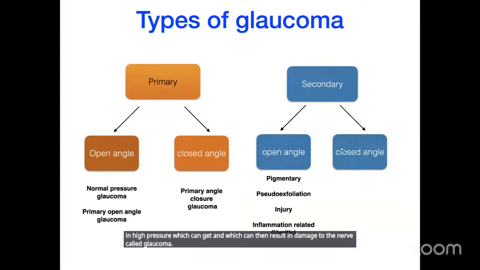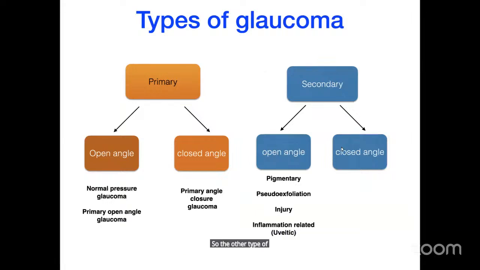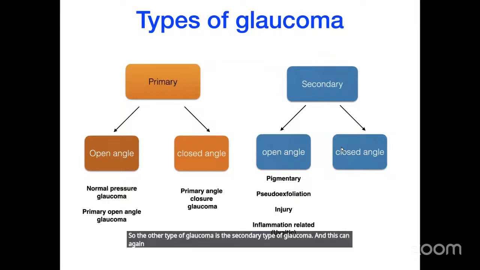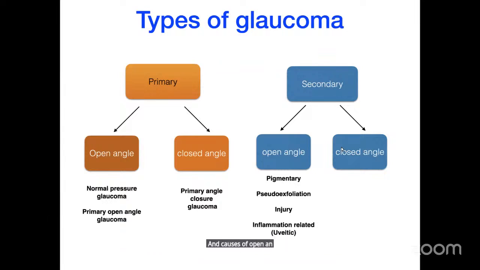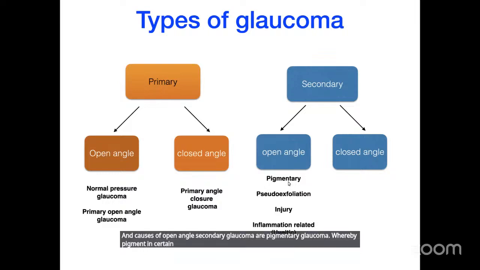So, the other type of glaucoma is the secondary type of glaucoma. And this can again be divided into open angle and closed angle. Causes of open angle secondary glaucoma are pigmentary glaucoma, whereby pigment in certain individuals, usually young, short-sighted individuals, gets deposited in the trabecular meshwork, the internal drainage system, which stops it from draining fluid out of the eye.